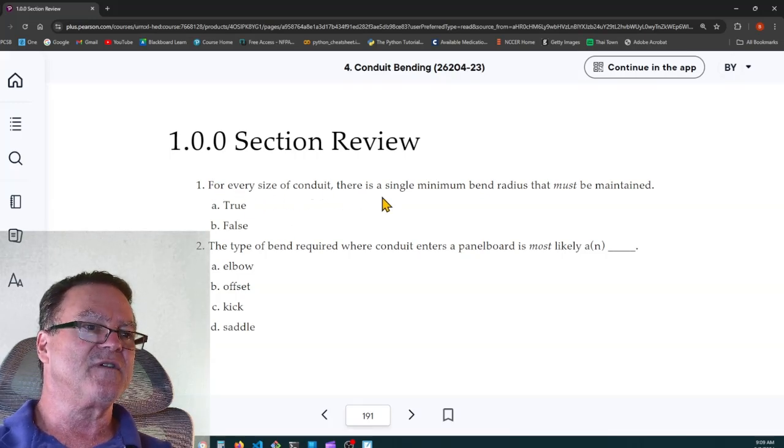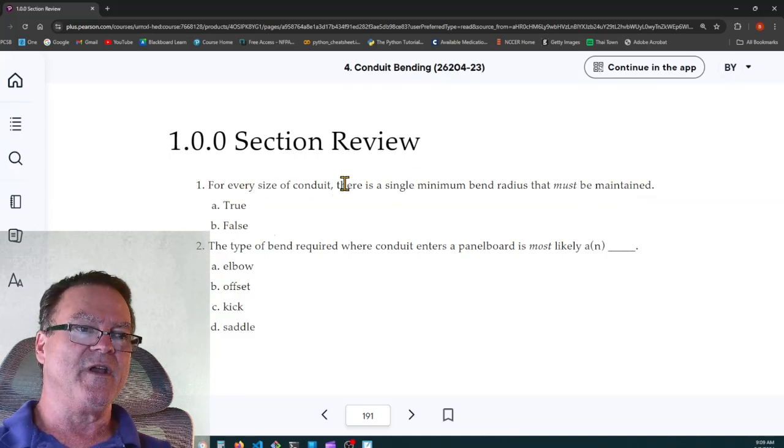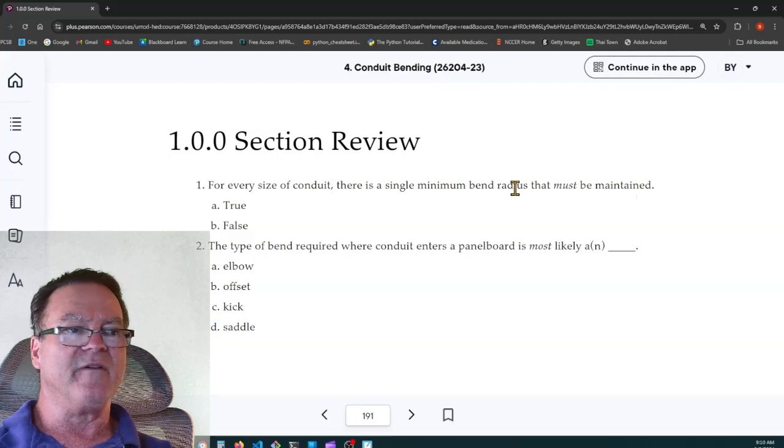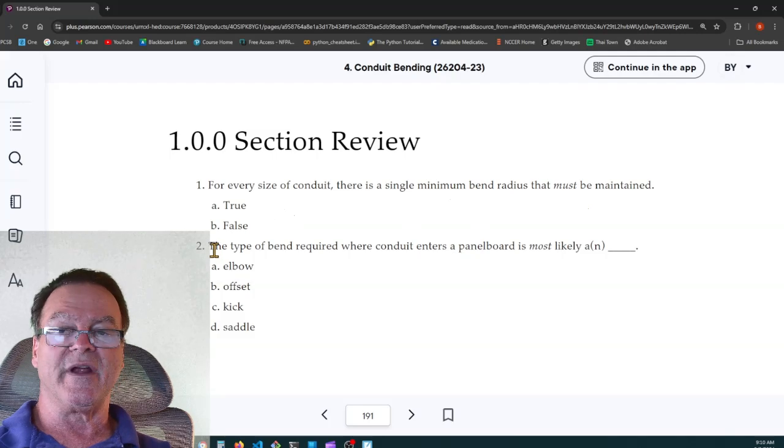For every size of conduit, there's a single minimum bend radius that must be maintained. False. No. You can always go better than the code. If it says a half-inch EMT has to have a minimum of a 4-inch radius bend, you can make a 12-inch radius or a 16-inch radius. You can segment bend that EMT and make it a larger radius bend.